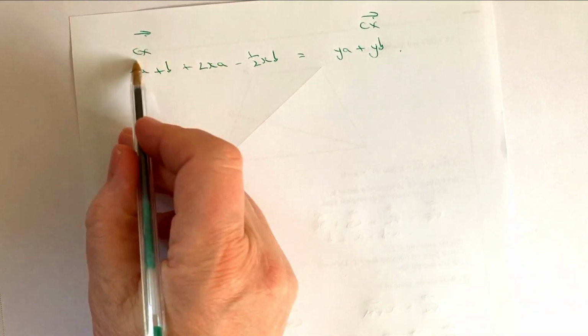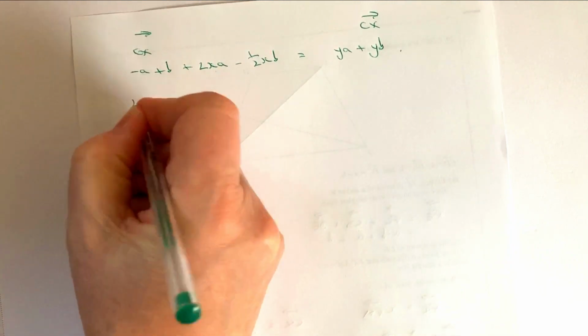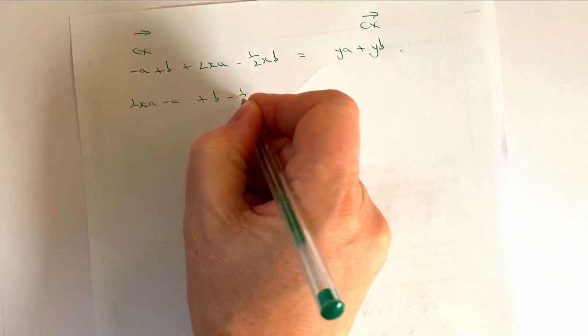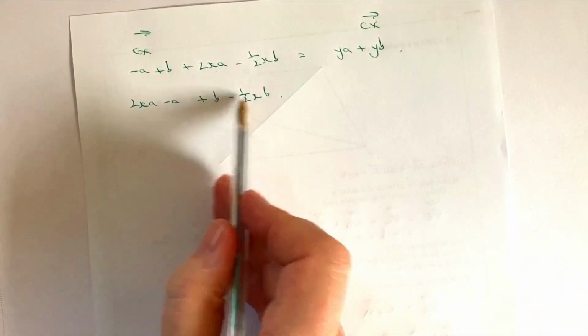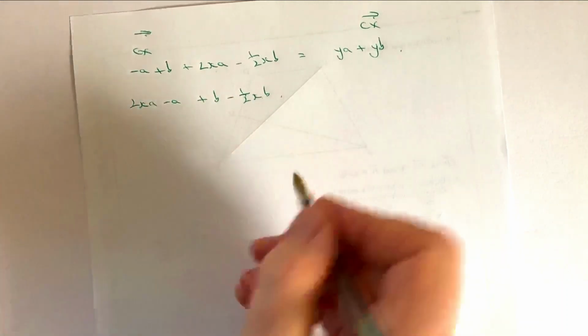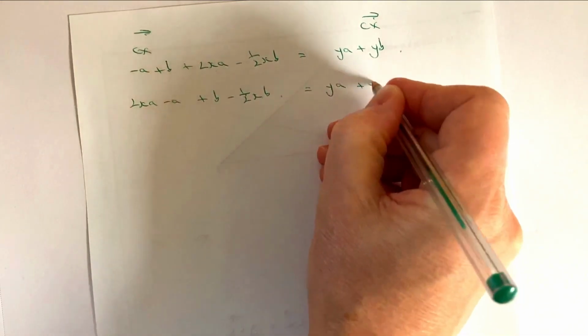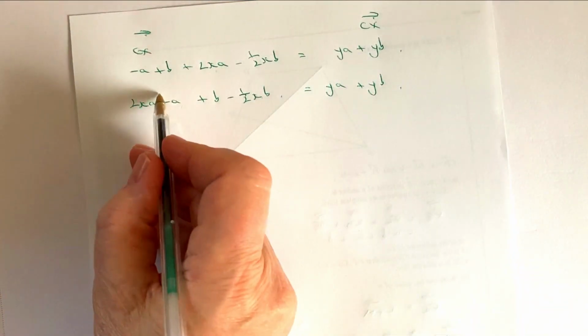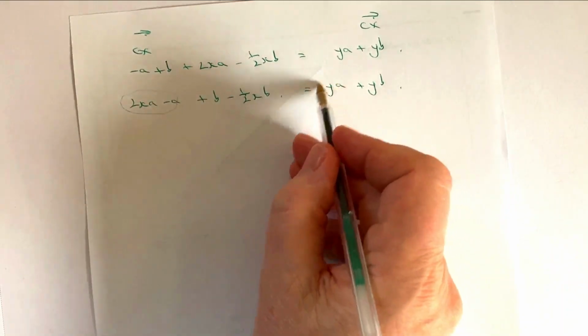Okay, right, so again, it looks a little bit scary, but it shouldn't be too bad, because effectively what I've got is if I bring the a's together, I'm going to get 2xa minus a, and if I bring the b's together, I'm going to get plus b minus a half xb. Okay, now if you can see here, these are values of b and these are the values of a, and that equals ya plus yb. So let's have a look firstly at the values of a.